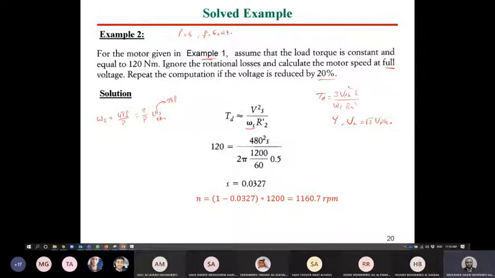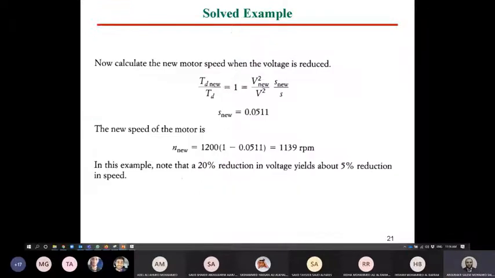After getting S, we simply can substitute in the equation N equals 1 minus S multiplied by NS to get the motor speed. This line written in red color is missing in your slides as well. Please write it and I will update it on Blackboard, God willing. Now we calculated the speed.